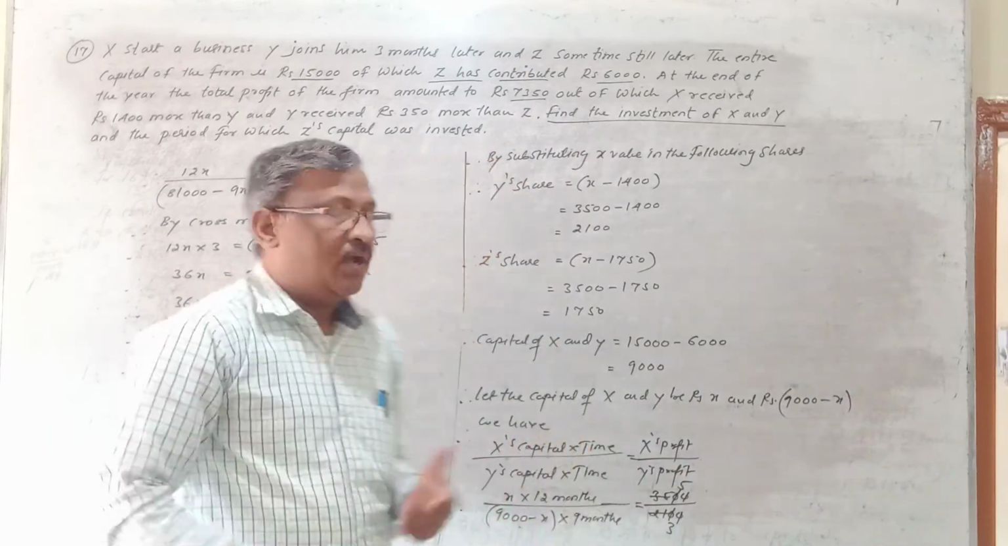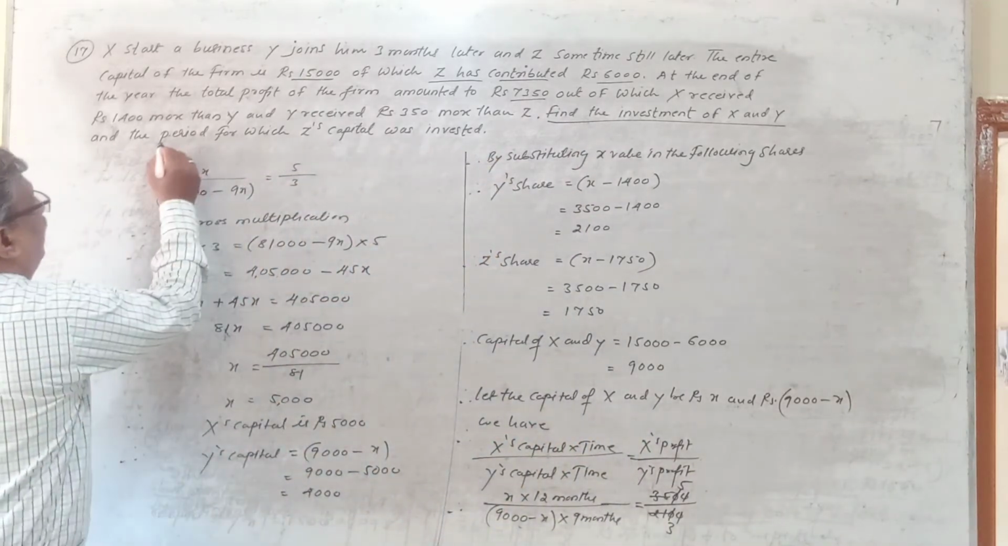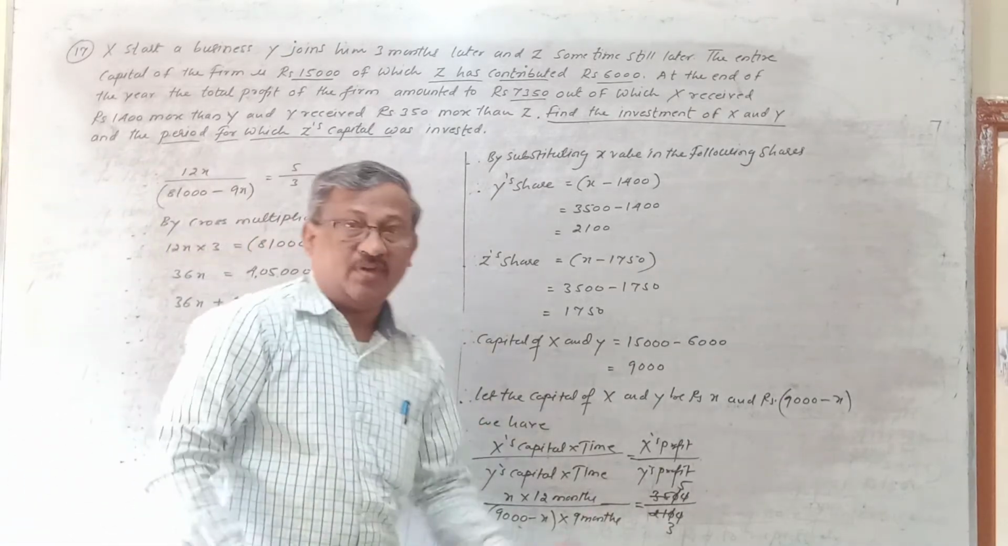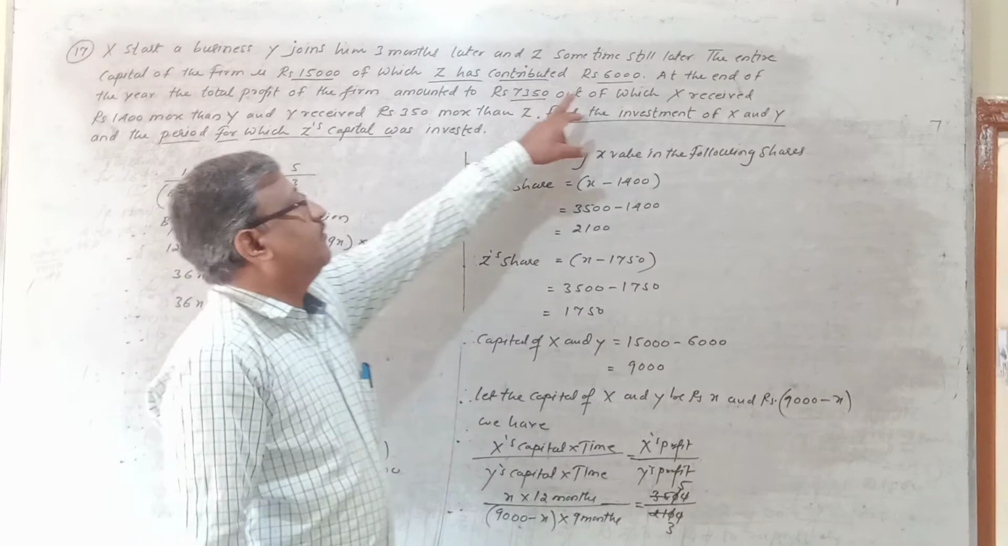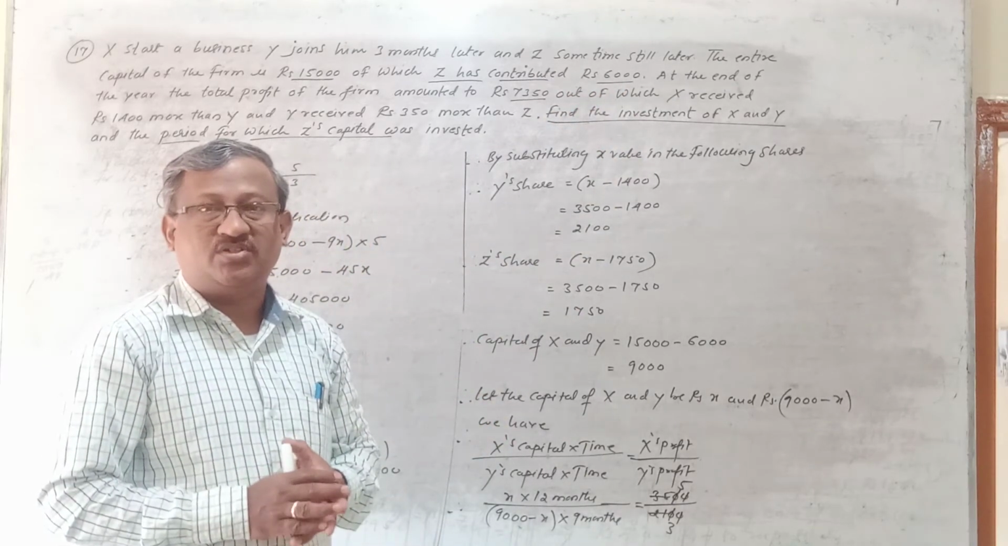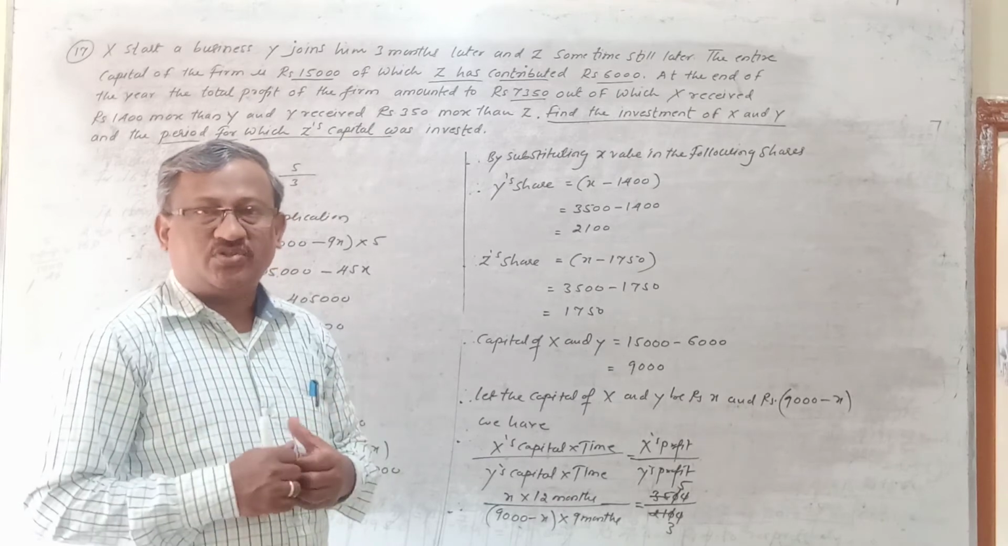Now what do you have to find? Now you have to find out the period for which Z's capital was invested. Z's time we have to calculate. His capital is given in the problem, it is 6,000. But for how many months his capital is used in the business is not given. So that question they have also asked.